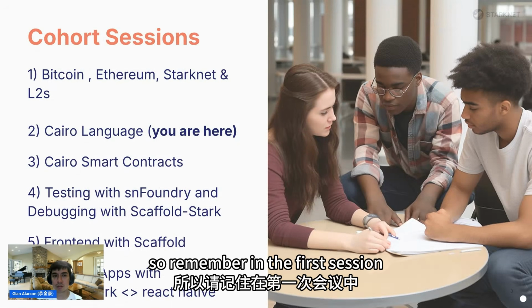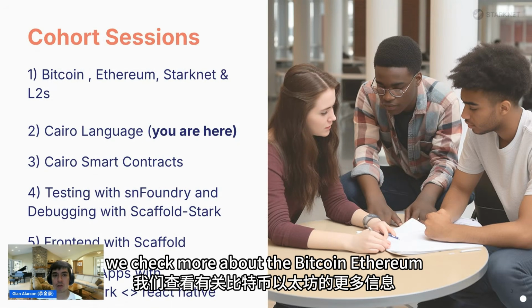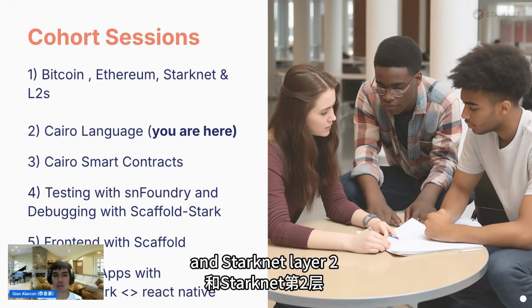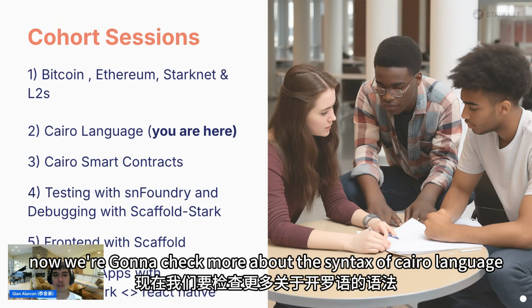So remember, in the first session, we checked more about Bitcoin, Ethereum, Starknet, and Layer 2. Now we're going to check more about the syntax of the Cairo language.